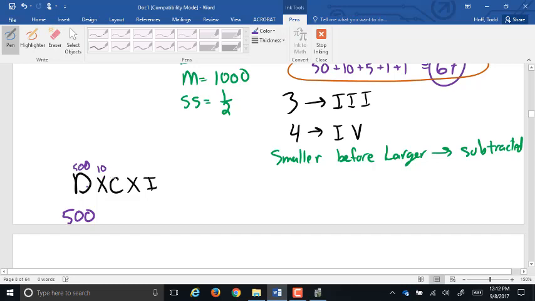Now, after the X, the C is what? 100. Now, since the C is bigger than the 10, 100 is bigger than 10, those two symbols work together and they're subtracted. What's 100 minus 10? 90. So now we have the X is 10, I is 1. So 10 is bigger than the 1, so we can just put down the 10. And then we have the 1. So that all adds up.